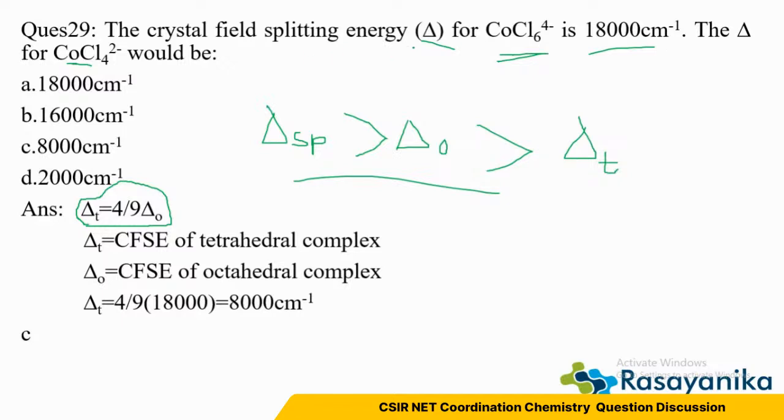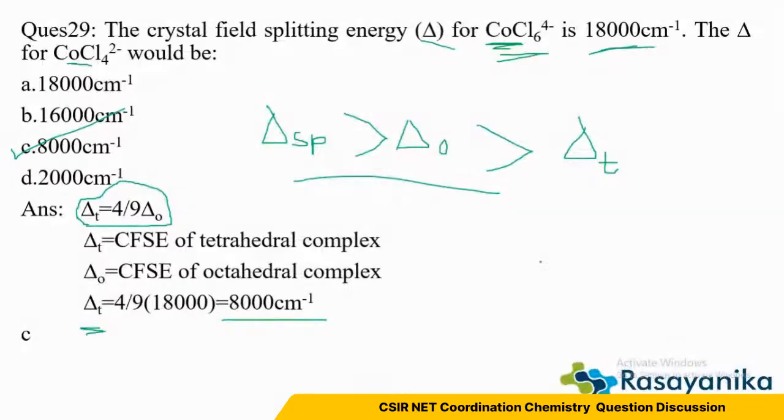Crystal field splitting energy delta for CoCl6 is 18,000. This is the octahedral complex. You can see it. 18,000 into 4 by 9, it will be 8,000, right? So this is your C, your correct option. Okay. So delta T, crystal field splitting energy for the tetrahedral complex, this one, CoCl4 2 minus, would be 8,000, right? Yeah. So that's it.